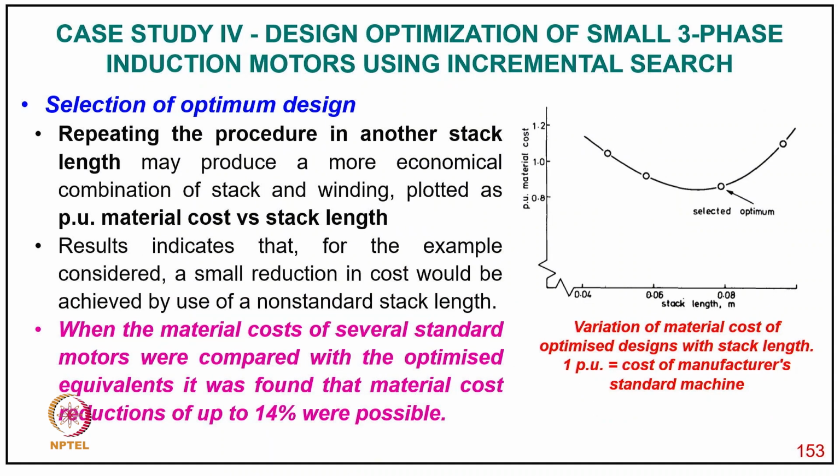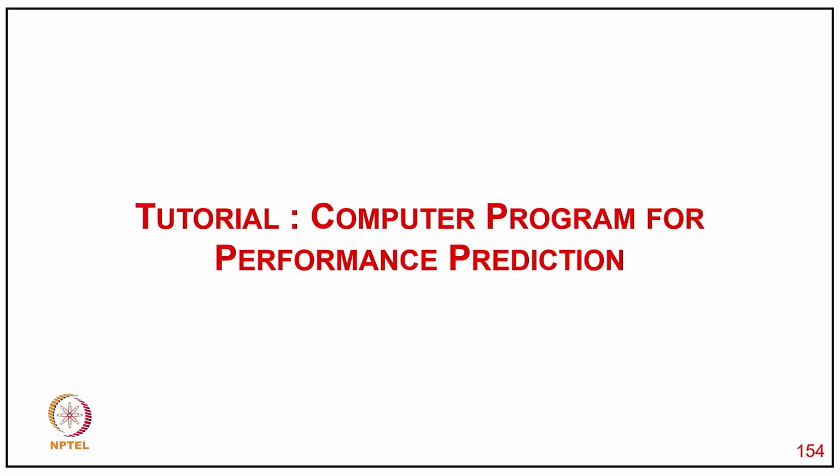So then repeating the procedure in another stack may produce a more economical combination of the stack length and winding. Plotting the per unit material cost versus stack length, the results indicate that, for example, a small reduction in cost will achieve a useful non-standard stack length. So when the material cost of several standard motors was compared with the optimized equivalent, it was found that a material cost reduction of up to 14% was possible in this process.